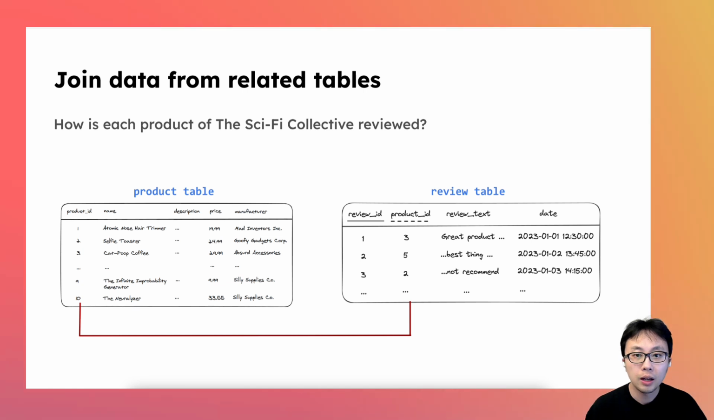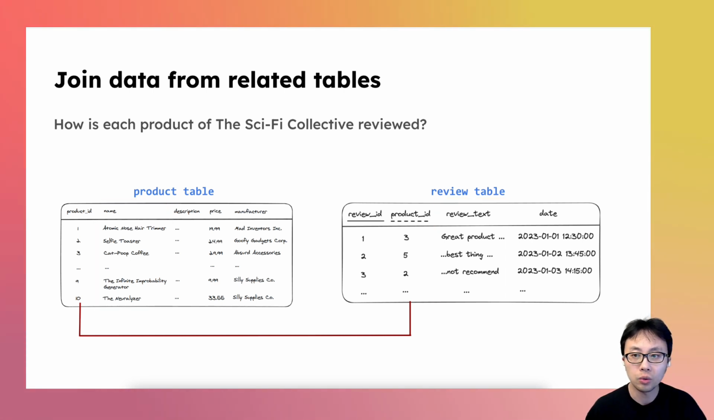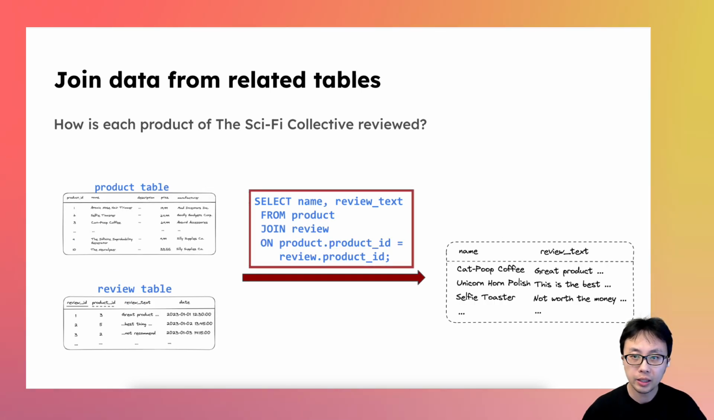If you ever want to understand how products are reviewed, you will need to pull data from both tables, at least the name column from the product table and the review text column from the review table. Of course, as you do that, you need to map each review to its corresponding product. The query that answers your question looks like this. SELECT name, review_text FROM product JOIN review ON product.productID = review.productID.